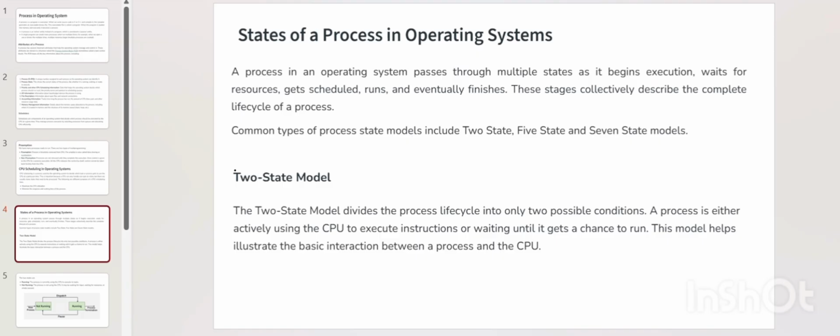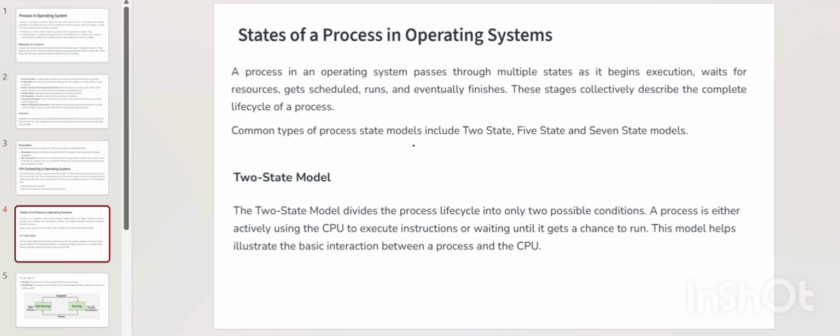Now, what are the states of processes in an operating system? A process in an operating system passes through multiple states or stages. We can say that it begins execution, waits for resources, gets scheduled, runs, and after finishing all its tasks it gets terminated. These stages describe the complete life cycle of a process.